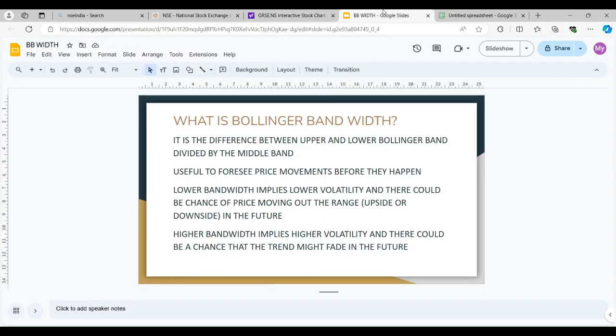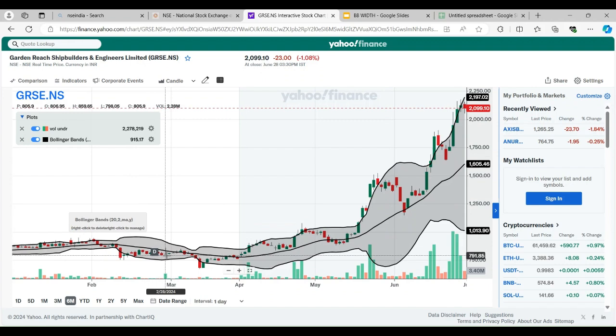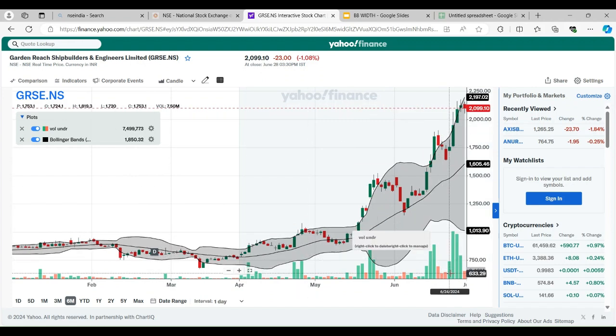So the topic of this video is how to create a screener for Bollinger bandwidth. Looking at this chart, I believe people are able to understand what is lower bandwidth and what is higher bandwidth. Lower bandwidth means lower volatility, higher bandwidth means higher volatility.